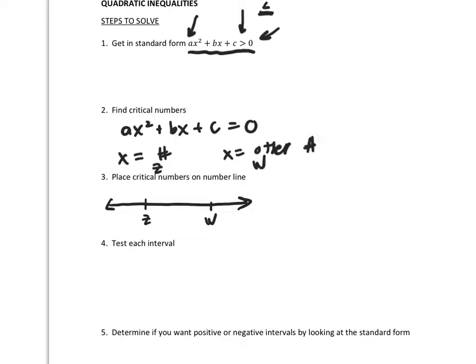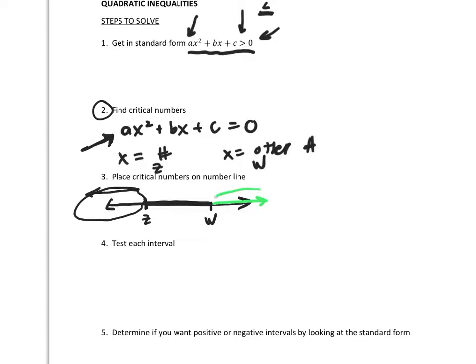Now, the reason your z and w are called critical numbers is because as you pass through z, whatever x value you use to the left of z, you plug it in here, it's either going to be positive or negative. This whole entire region will either be positive or negative. Same thing, if you plug in a number in between your two critical numbers, you plug it back into your standard form, it's going to give you either a positive number or a negative number. And the same thing for this upper region, w.